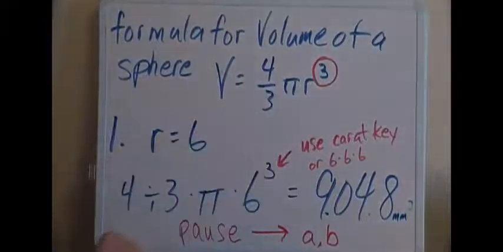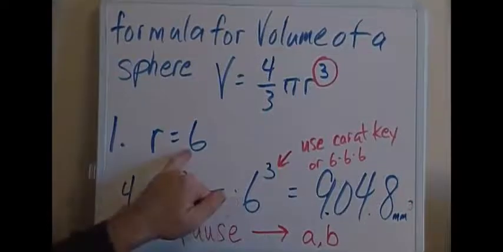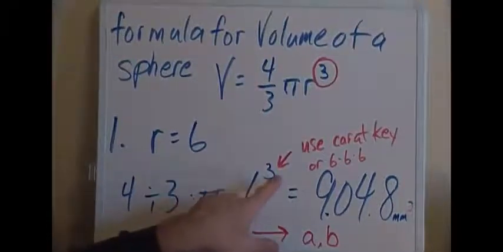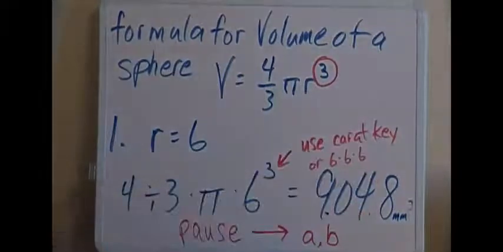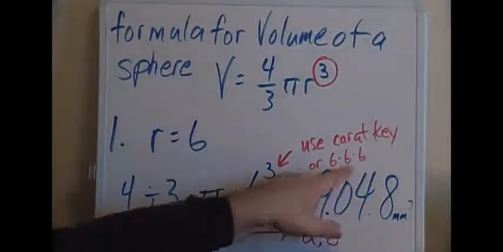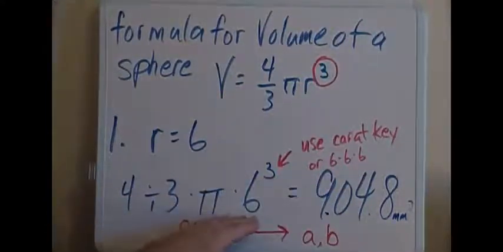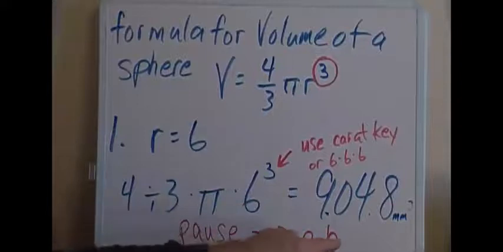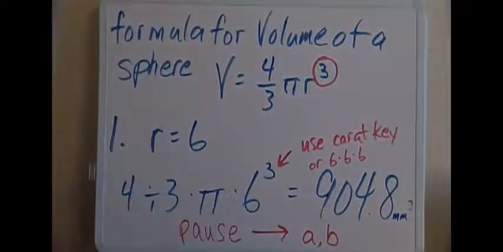So to put this in a calculator, the way I would do it is I'm going to write it the way that I would put it in a calculator, which is 4 divided by 3 times pi times the radius, 6 to the third power, or 6 cubed. Use your caret key on your calculator, or if you don't have a calculator like that, you can always just go 6 times 6 times 6, because this is 6 cubed. Put this into the calculator and you get 904.8 cubic millimeters. Hit pause and do letters A and B.